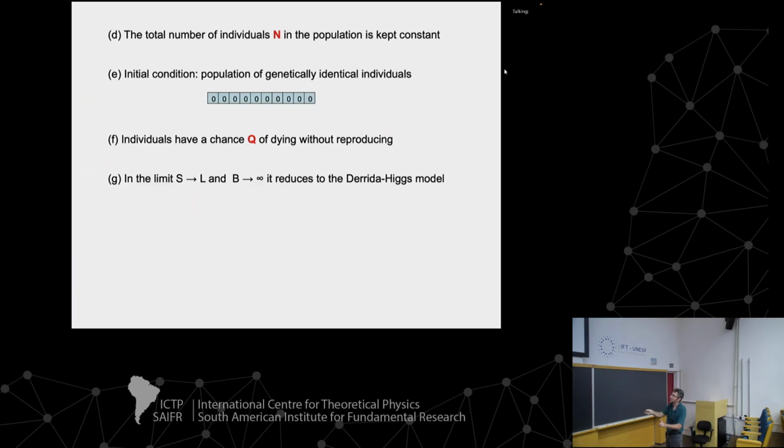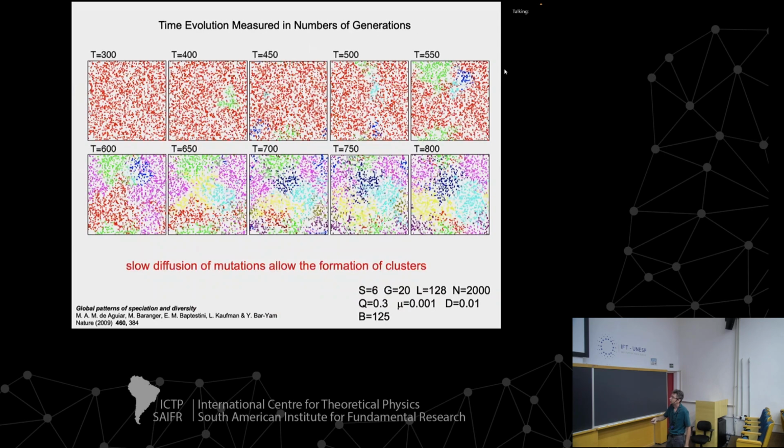And one last comment is that if you take this mating neighborhood to be the size of the system, and you let B, the size of the genome, go to infinity, you go to this other model. It's called the Derrida-Higgs model, and Sabrina is going to use it. This is a nice model. It simplifies several things. You can get some analytical results that you can't otherwise.